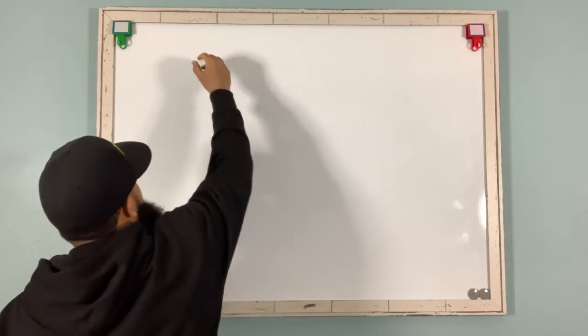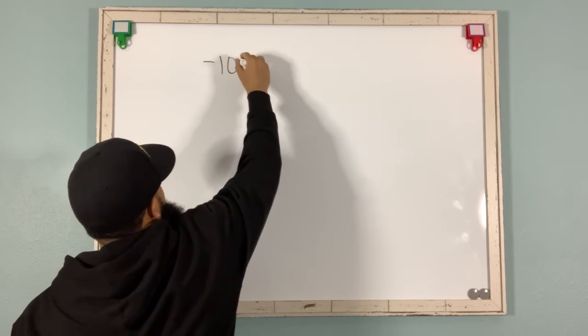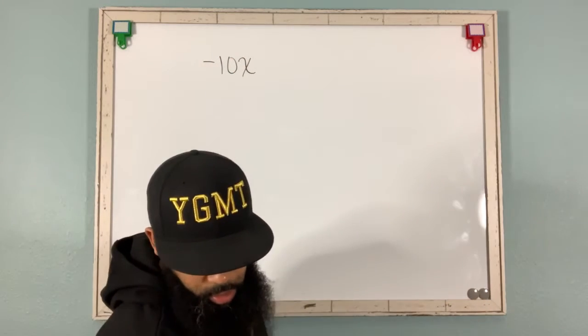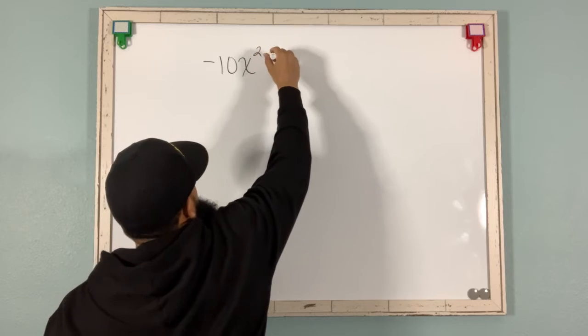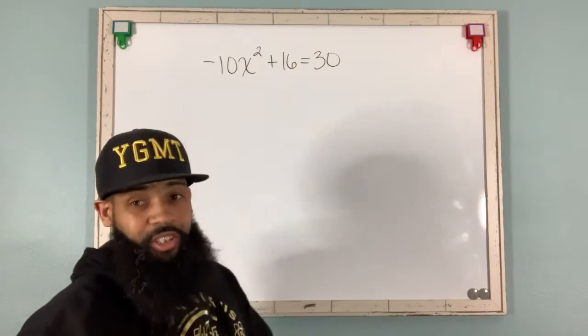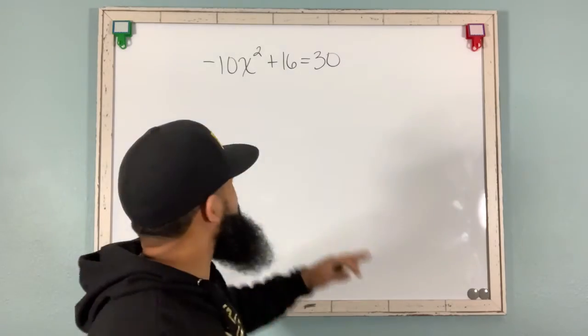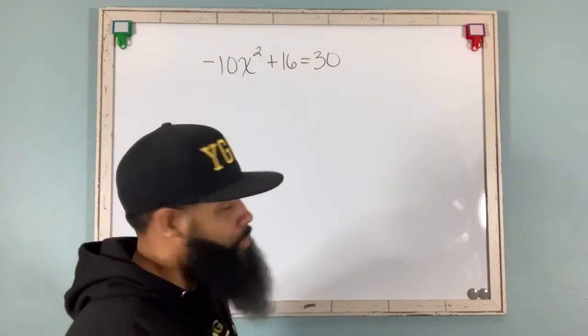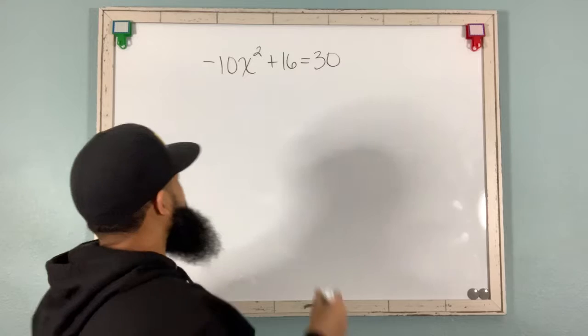So I have the function negative 10x squared plus 16 equals 30. Now, it's not written in function notation, but it is quadratic. We know that because it has that x squared term. I just need to solve for x, right?